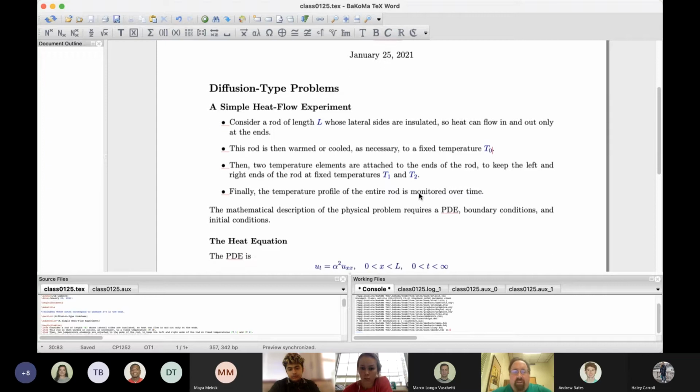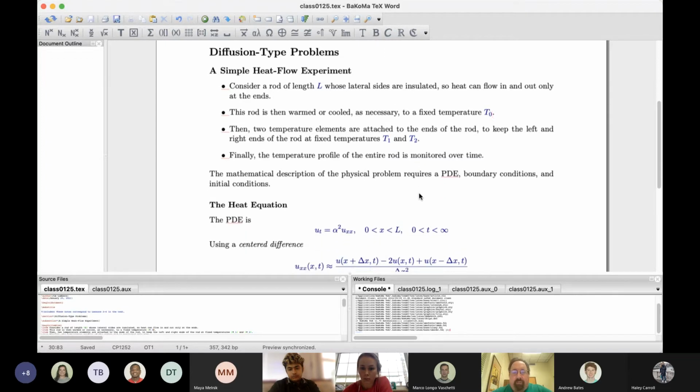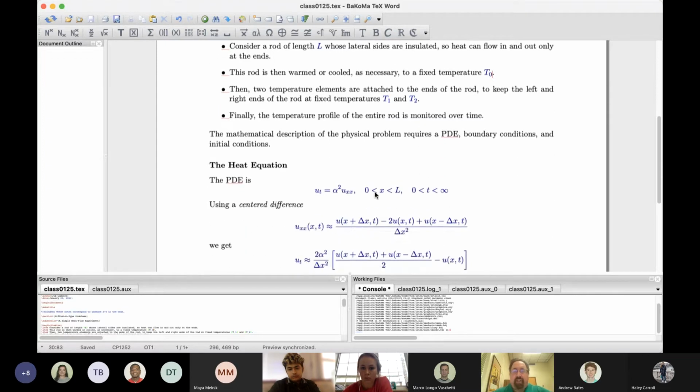So we have a problem with three components. First, the PDE, and that's what we have here. This is one of the simplest forms of the heat equation. So the first derivative with respect to time is some constant alpha squared, which I'll discuss later, times the second derivative with respect to x. And here's the domain of the PDE in space and time. So we're just interested in the interval from 0 to L. That's taken up by the rod, and then time starting from now until forever.